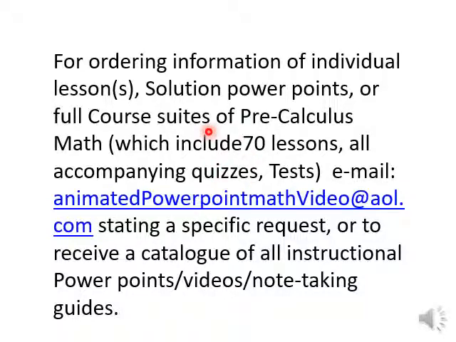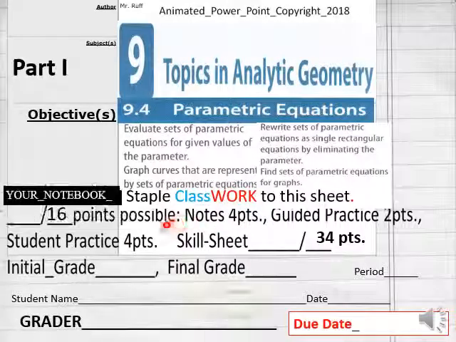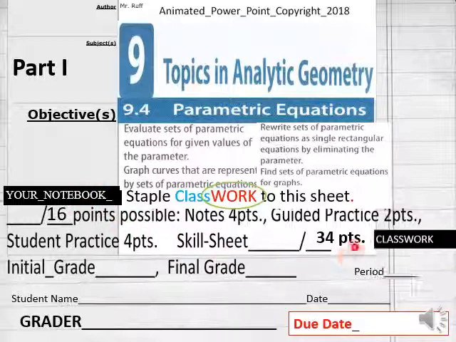Hello everybody, we're getting ready to do lesson 9.4 part 1 classwork for pre-calculus math today. For today's classwork, lesson 9.4 part 1, parametric equations, we have 16 points in our notebook, so have your notebook guides out, students. And then we have 34 points that will go into your classwork sheet. Have that out as well. Name, date, period, classroom students, and then online learners and homeschoolers, put your due date here.